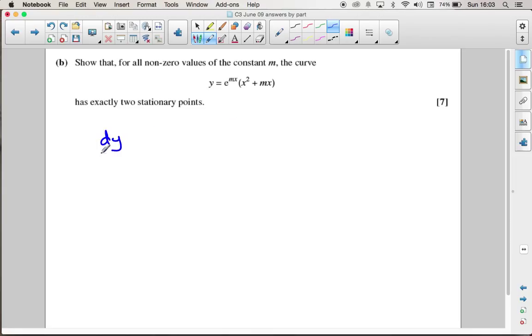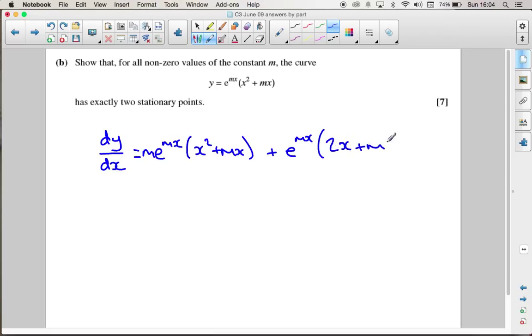So the product rule says to differentiate the first one, e to the mx, and when we differentiate that we get e to the mx again, but we need to times by m, so we get me to the mx. Leave the second one alone, plus leave the first one alone, and differentiate the second one. When we differentiate the second one we get 2x plus m. So we want that to equal 0.